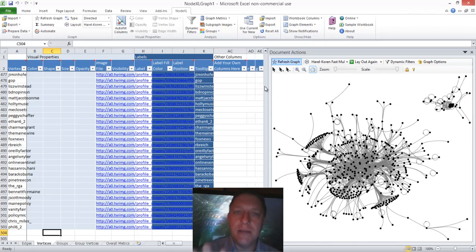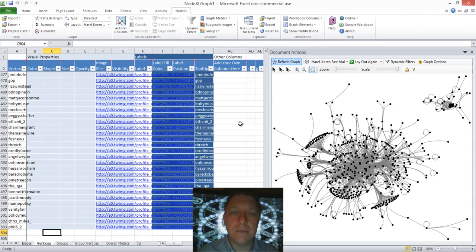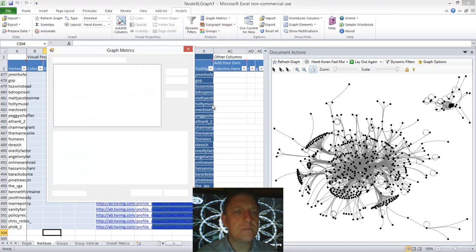And fortunately, this is the really good part. NodeXL allows you to let the computer calculate this, so you don't have to sit down and work through all the mathematics. 501 nodes? Forget it. You don't want to calculate all the distances to all the other nodes. It'd take you forever. What you can do then is let graph metrics take care of that.